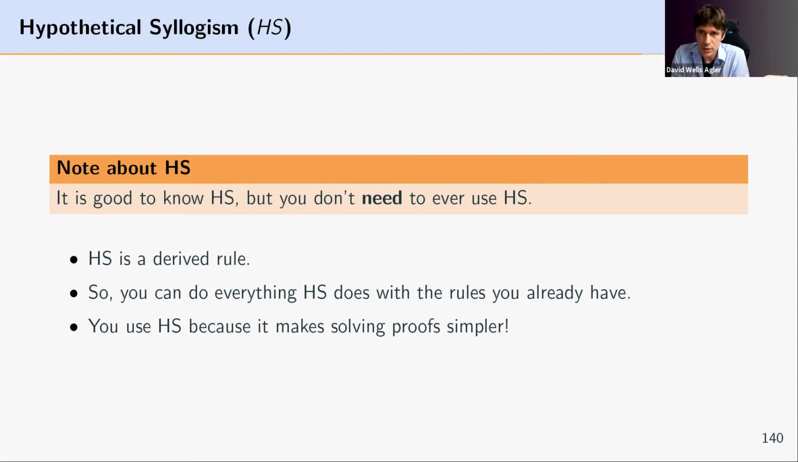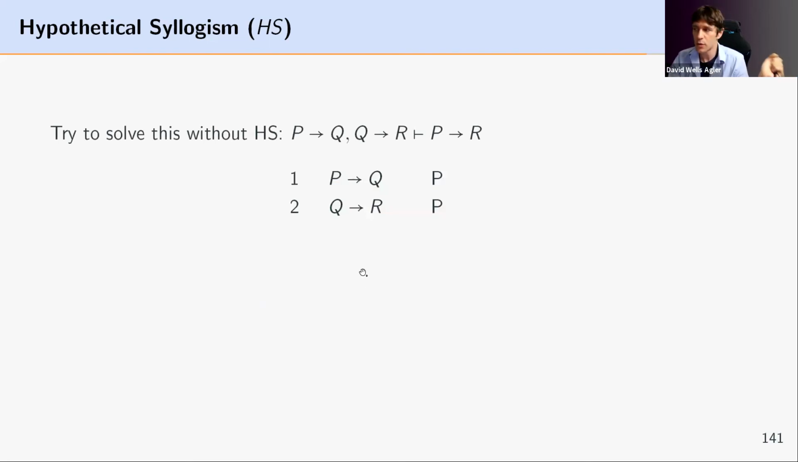So the question would be, why do I want hypothetical syllogism? What's the point? The whole point of having it in your rule system is just because it simplifies proofs. It makes some types of reasoning, some types of proofs, a lot shorter. The cost is you have another rule to remember, but the benefit is that you can shorten some of the proofs. So it's worthwhile.